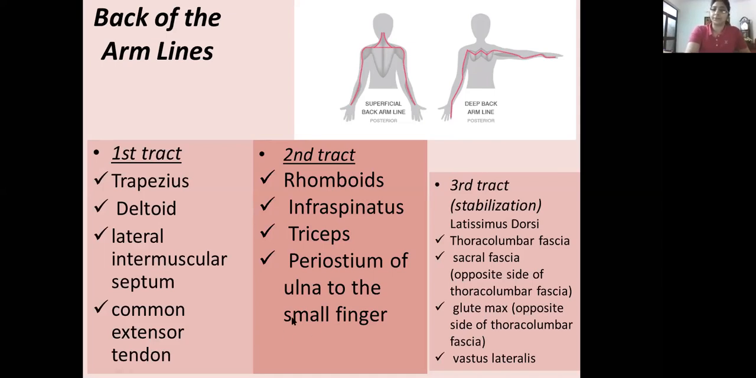So these are the two tracks of extension in the arm area. The third track is a stabilization track, which connects the central body to the appendicular body. To connect the arm, we have latissimus dorsi, thoracolumbar fascia, sacral fascia, gluteus maximus, vastus lateralis. So these are the stabilization track on one side which stabilize the first and second track of the arm. If we want to stretch these arm tracks, we have to focus on that. These should be stabilized, as these are basically the core muscles also. When this is stabilized, we get a good stretch of the fascia of these arm lines.